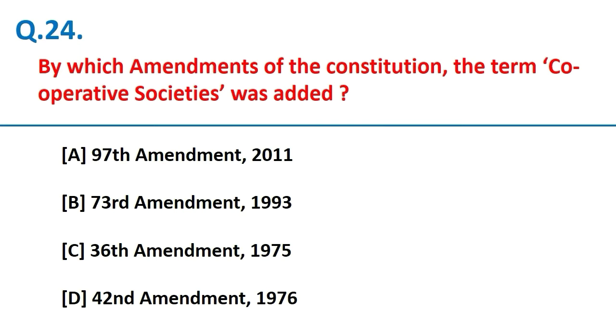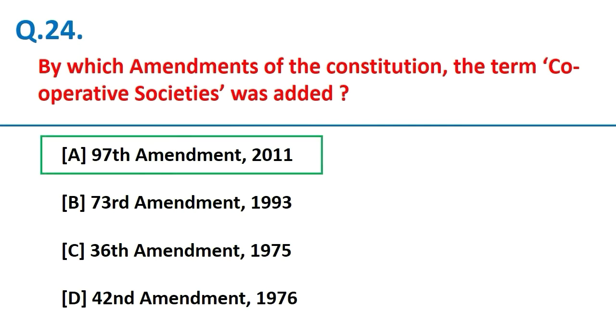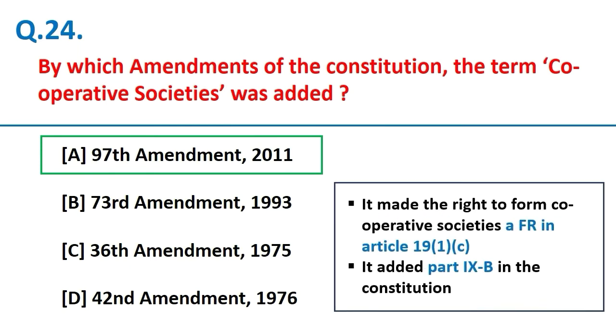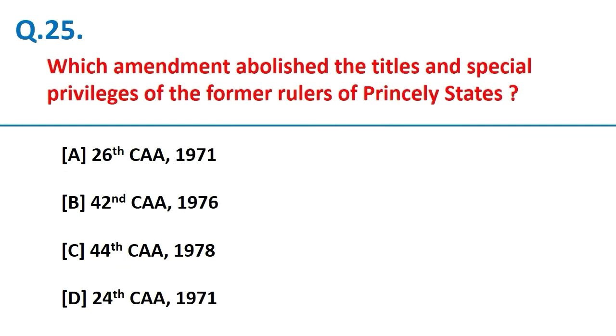By which amendment of the Constitution was the term cooperative societies added? 97th Amendment Act of 2011. Friends, it made the right to form a cooperative society a fundamental right and it was inserted in Article 19 Clause 1 Clause C of the Constitution and it added new Part 9B in the Constitution. Which amendment abolished the titles and special privileges of the former rulers of princely states? 26th Amendment Act of 1971.